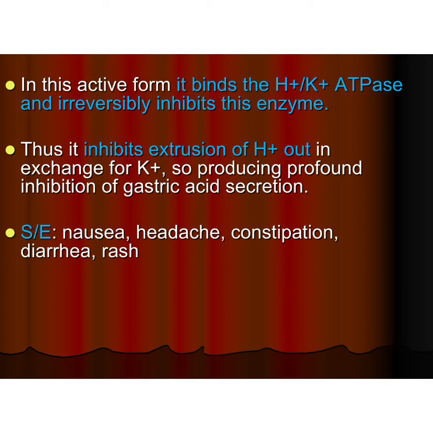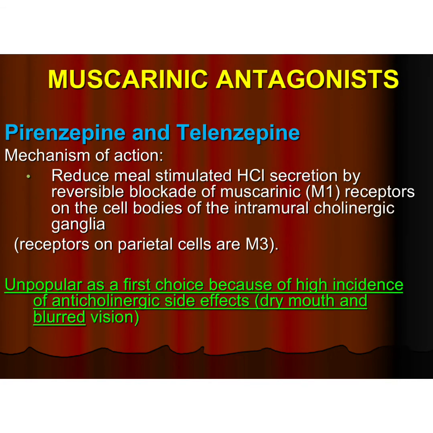The side effects of proton pump inhibitors are nausea, headache, constipation, diarrhea, and rash. The next category of drugs is muscarinic antagonists, which include pirenzepine and telenzepine.